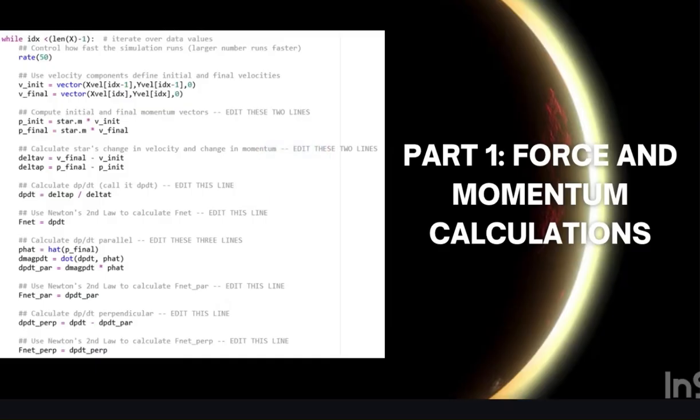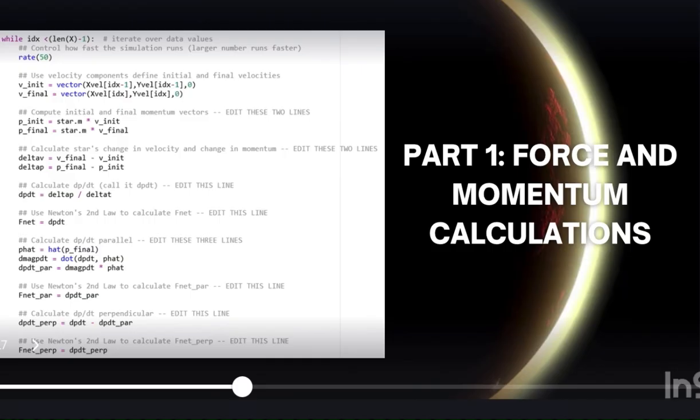After that, the code breaks the net force into parallel and perpendicular components. The unit vector p hat is equal to p final over the magnitude of p final, which gives the direction of the star's momentum. The dot product projects the net force onto that direction, giving the parallel component, and then we subtract it from the total to get the perpendicular component. The decomposition is important because the parallel component changes the speed of the star while the perpendicular component changes the direction of motion. In orbital motion, the perpendicular part is especially important because it bends the path of the star around the black hole.